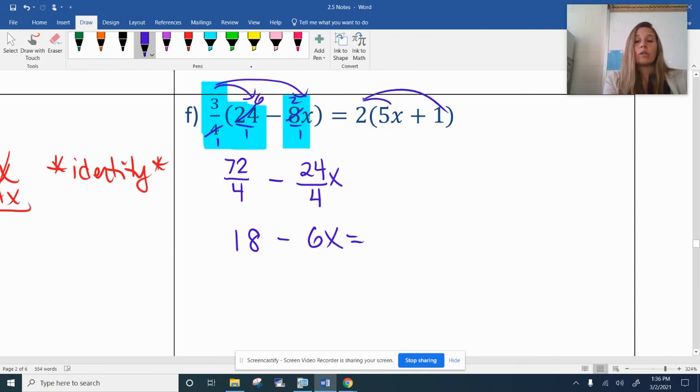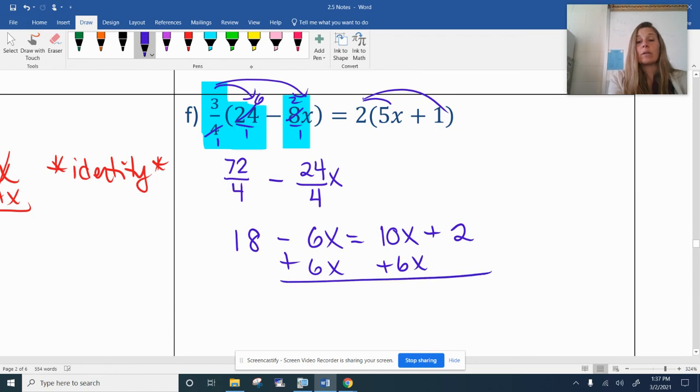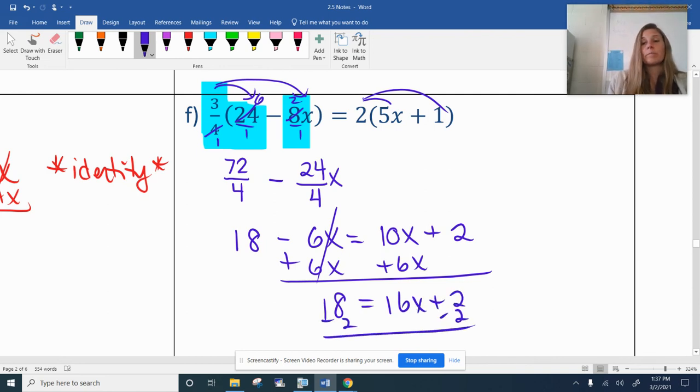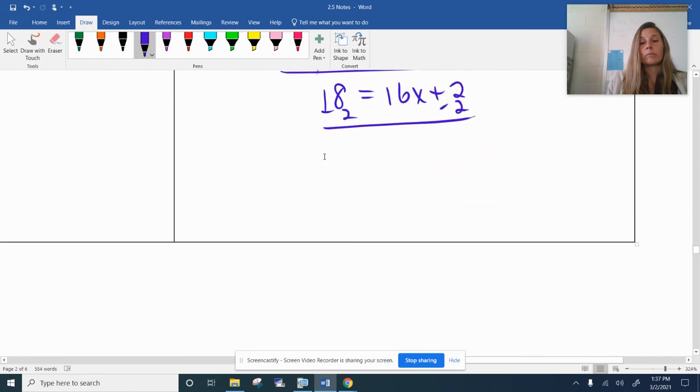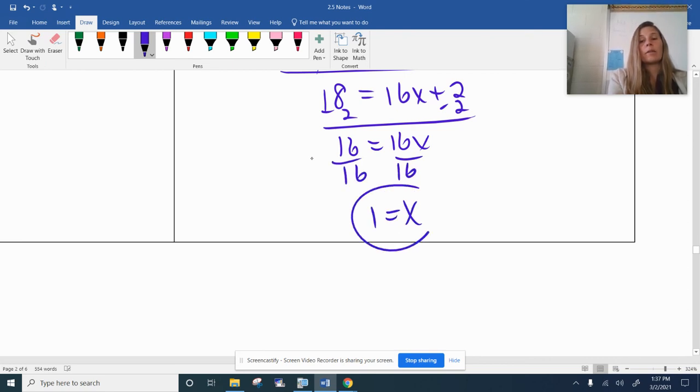Now distributing the 2, you get 10x plus 2. And now we're getting all our x's on one side. I'm choosing to move my 6 because the negative 6 was smaller than the 10. So 18 equals 16x plus 2, subtracting the 2. That's going to leave me with 16 equals 16x, which of course, when you divide out, you are left with x equals 1.